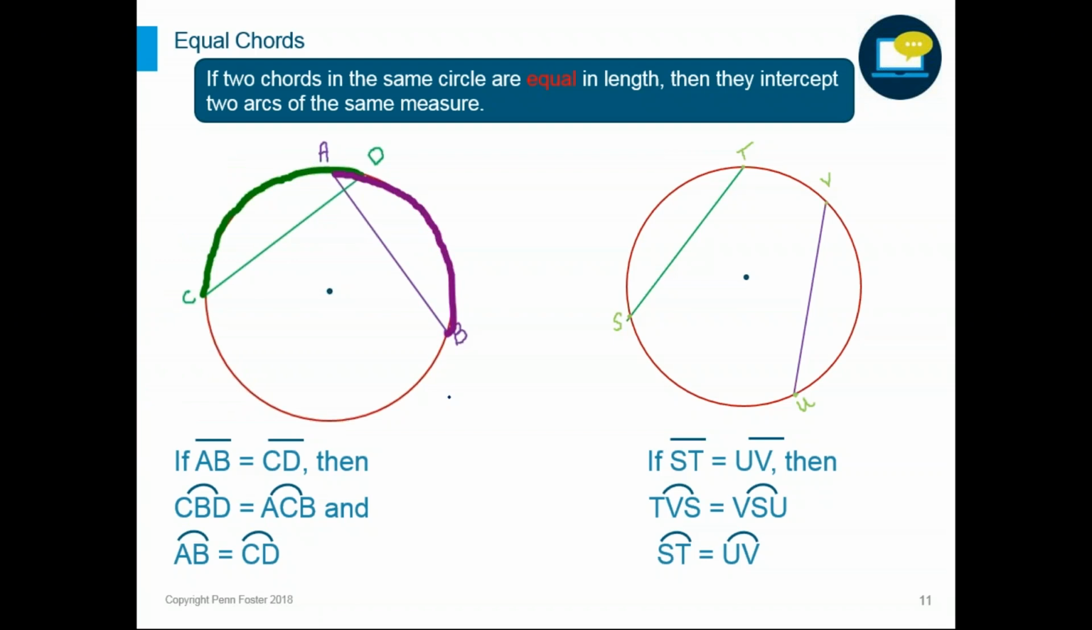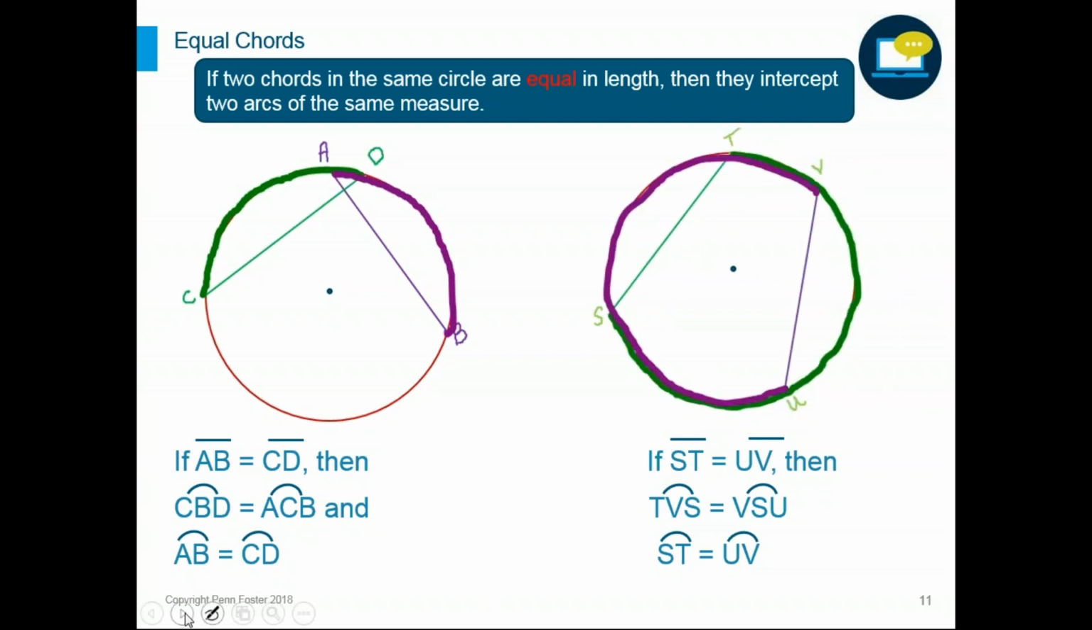AB. Now, these two equal arcs may intersect and may not intersect, like the second circle on the right, but the fact is the same. The two arcs that these chords intercept will be equal. So the major arcs TVS and VSU, it's confusing, but with practicing you will know which arcs will equal which arc. And then also the minor arcs will equal each other. This is basically what the fact says about equal chords.